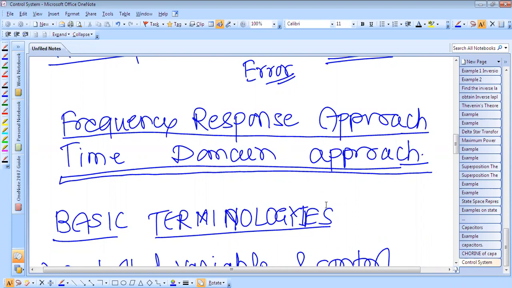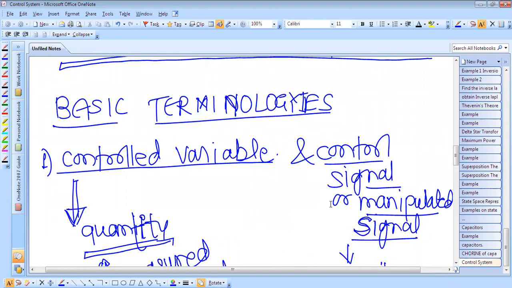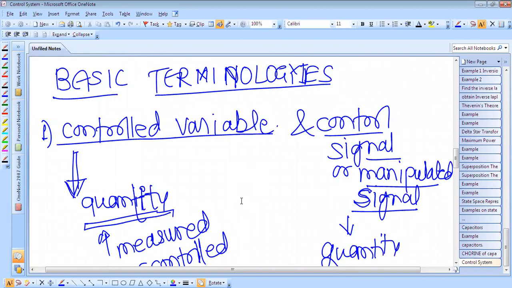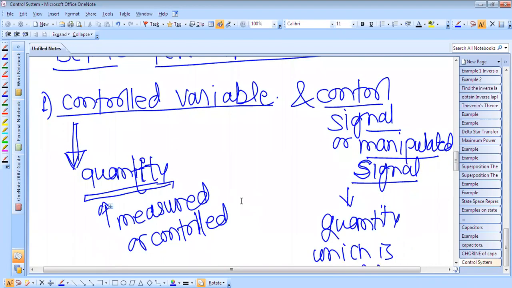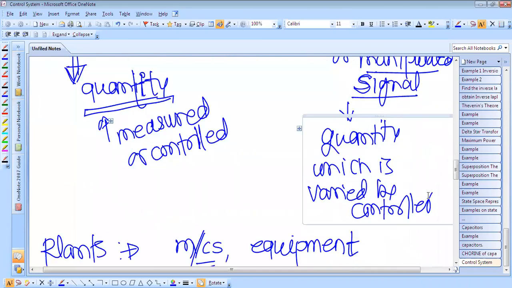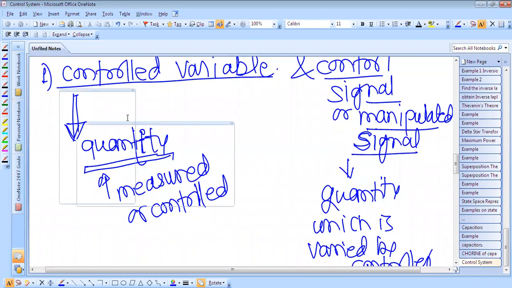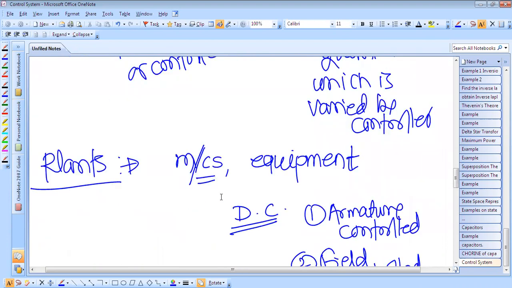And yesterday we discussed the basic terminology: control variable and control signal. The control variable is the quantity to be measured or controlled. The control signal, also called the manipulated signal, is the quantity which is varied by the controller. So that is called the control signal, and the control variable is the quantity which is to be measured or controlled.